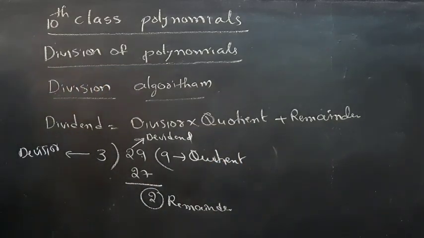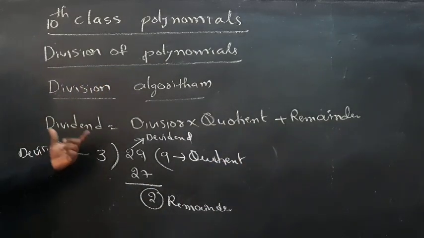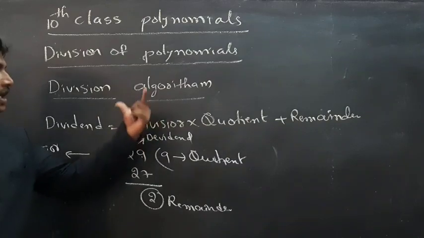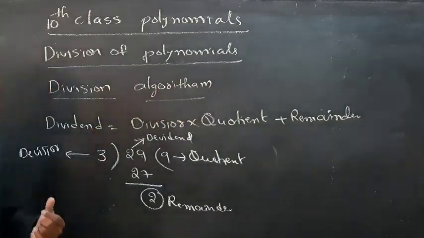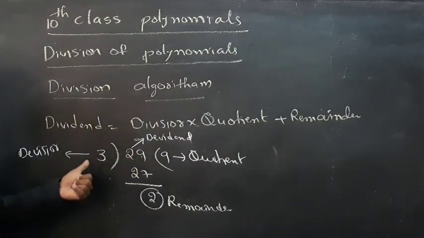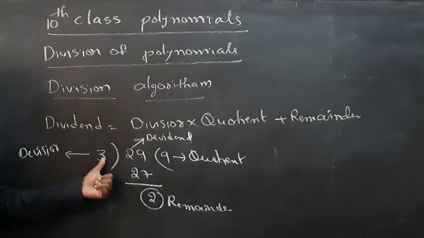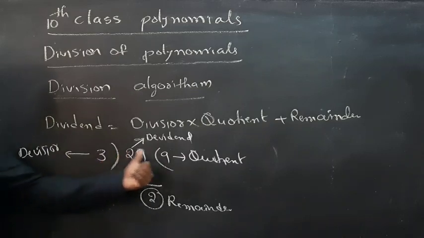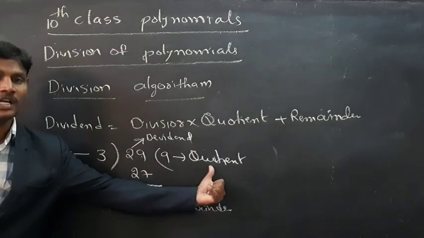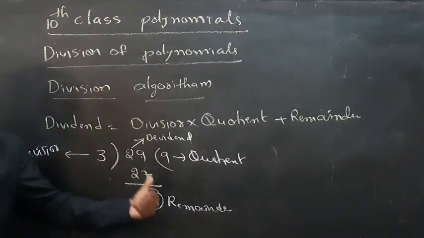What is the division algorithm? Dividend is equal to divisor into quotient plus remainder. Here 29 I am dividing with 3. So 29 is called the dividend, 3 is called the divisor. 3 9s are 27. 9 is called the quotient and 2 is called the remainder.